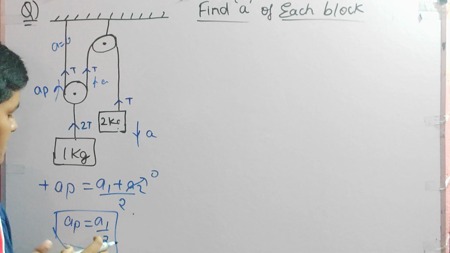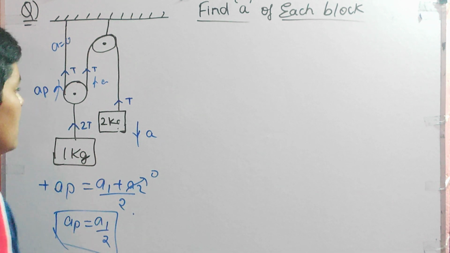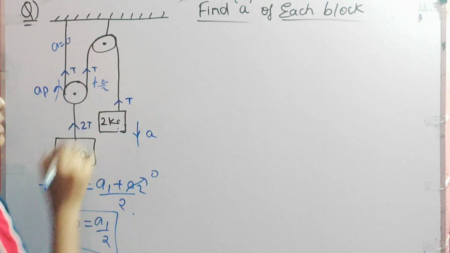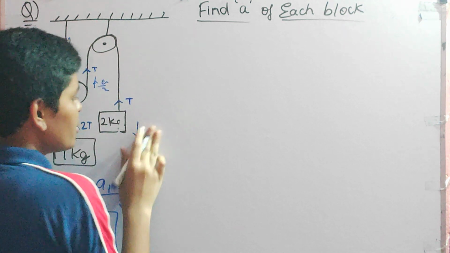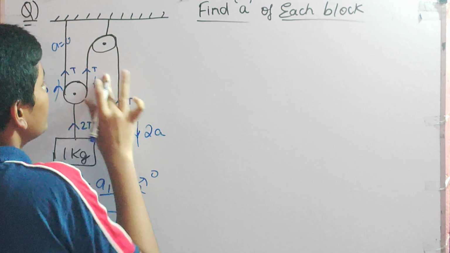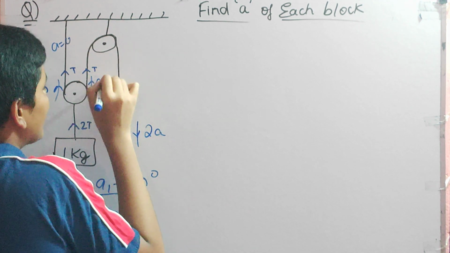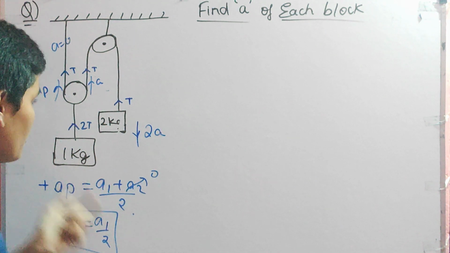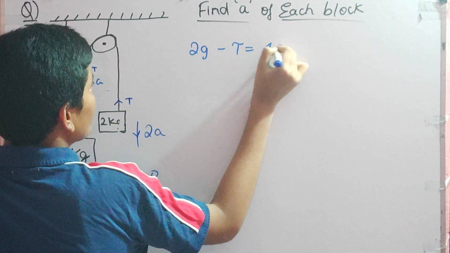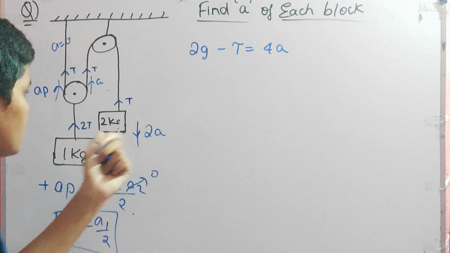So a_p is equal to half of a1. If this is moving down with acceleration A, this will move up with acceleration A by 2. So what we assume is, this block is moving down with 2A acceleration and this pulley moves up with acceleration of A. Now we can easily use our formula to find out. So 2g minus T is equal to 4a. How? 2 into 2a is equal to 4a.